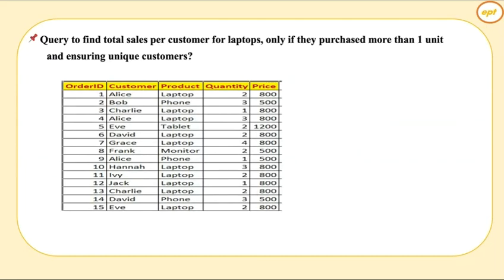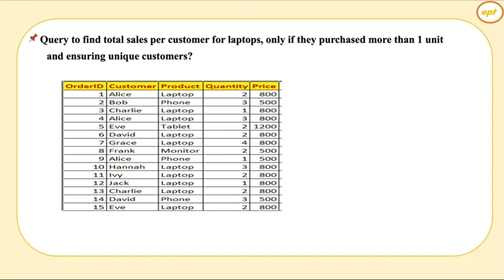Okay, let's see one query that covers whatever you have seen so far. In this query, they are asking to find the total sales per customer for the category called laptops. There is one more condition: only if they have purchased more than one unit, then only display that. And ensure that only unique customers are shown.